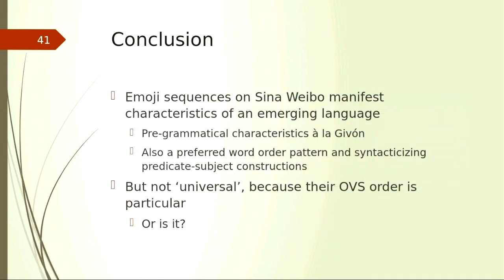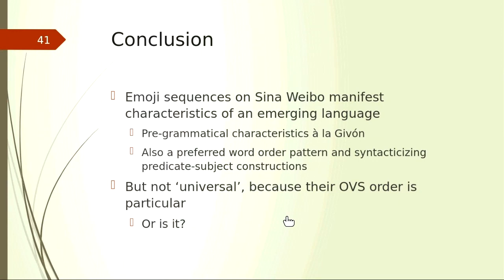So I concluded, I started off as a skeptic. I was interviewed in Wired magazine in 2017, I think, and they asked me, is emoji a language? And being a good linguist, I said, well, it has these kinds of characteristics and it expresses these things, but it doesn't have X, Y, and Z, all these things that a language has to have. I'm a convert. After working on the Sina Weibo data, I have become convinced that emoji sequences on Sina Weibo manifest characteristics of an emerging language. Not only do they have pre-grammatical characteristics a la Givon in the table that we just saw, but there is also a preferred word order pattern and syntacticizing predicate-subject constructions that are emerging and that are evident in our analysis.